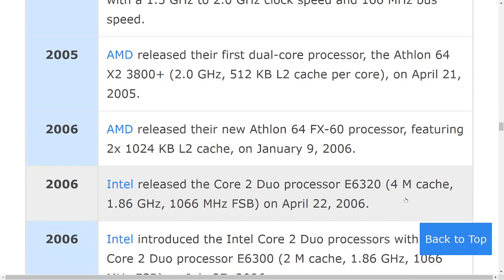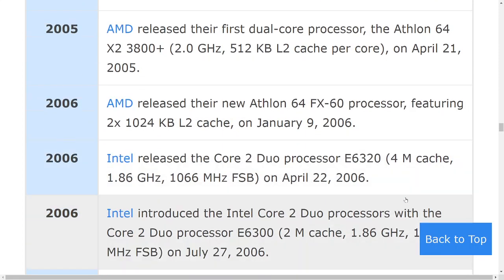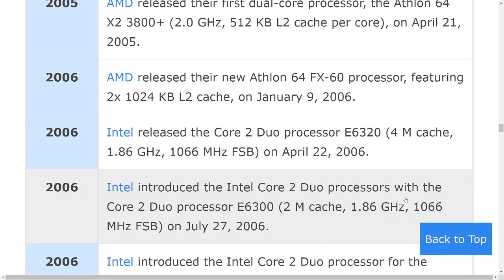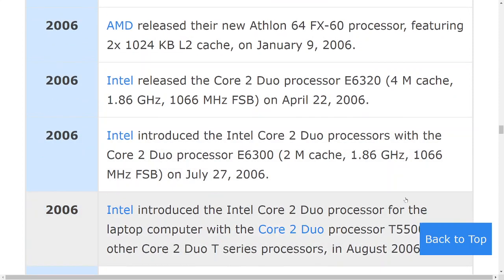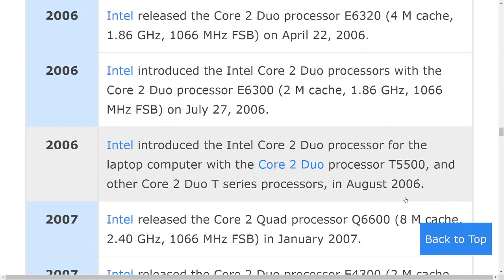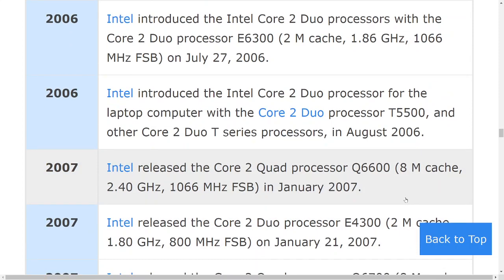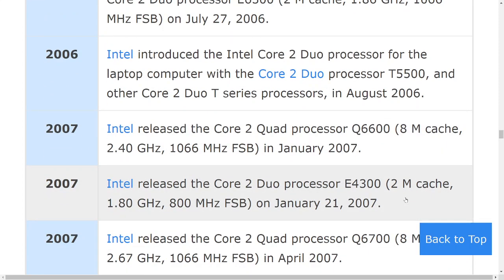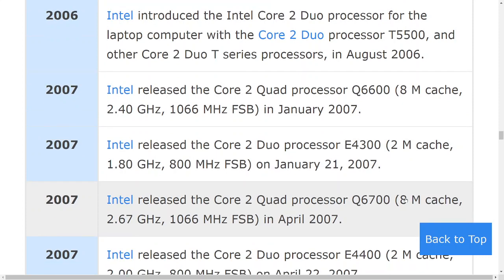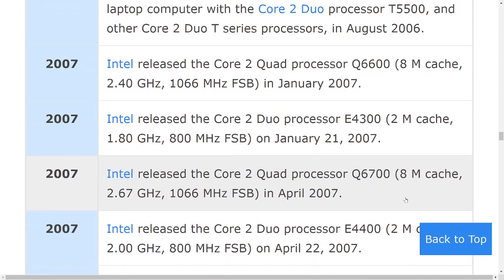The same year, Intel released Core 2 Duo processor E6300. Now I will only mention their numbers. And in the same year, Core 2 Duo processor T5500. 2007, Intel released Q6600. So it was 8M cache. And the same year, E4300 was released. And the same year, quad-core processor Q6700 was released by Intel.